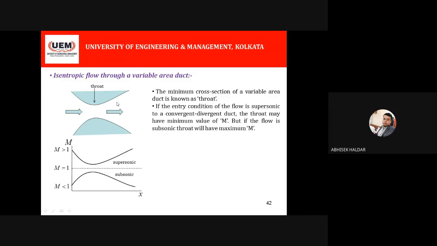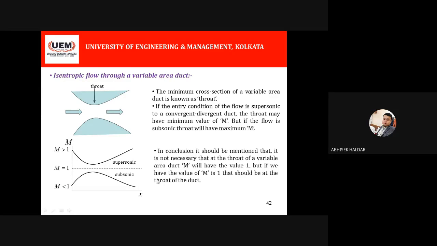After the throat, what is happening? After the throat, I have a divergent section. So after the throat, just the opposite is happening. That means if the area increases, the velocity will decrease. As the velocity is decreasing for the subsonic flow, in the rest of the part my Mach number is also decreasing. Understood the trend? You have to keep everything in mind so that you can understand it conceptually, not only theoretically.